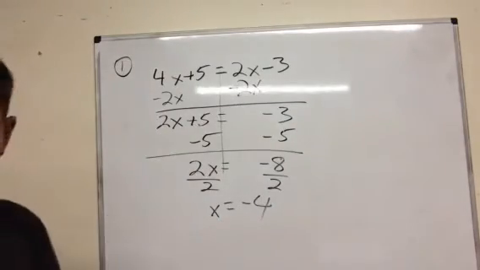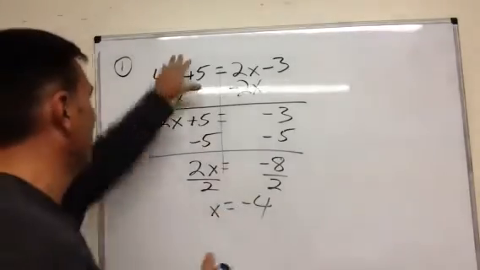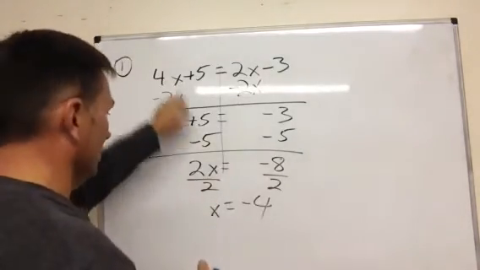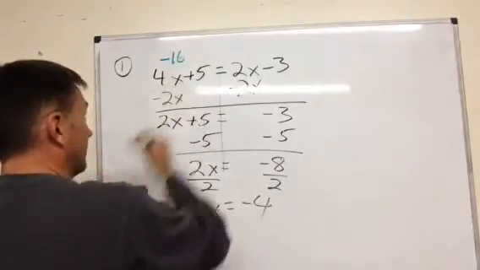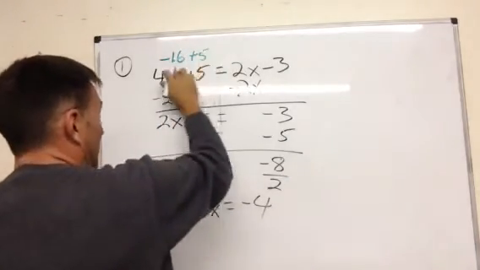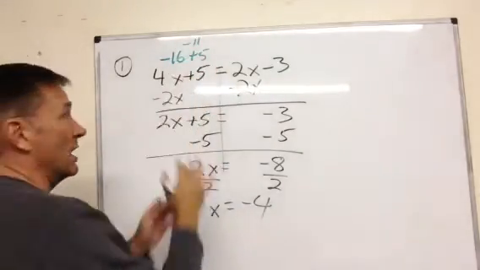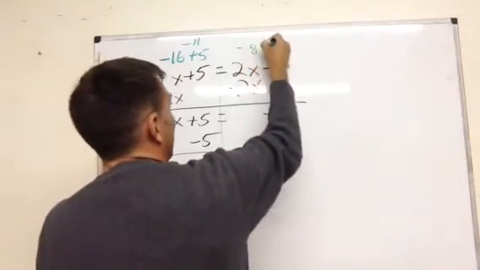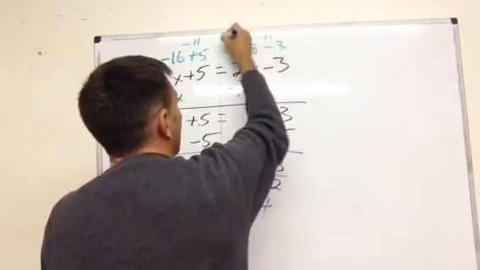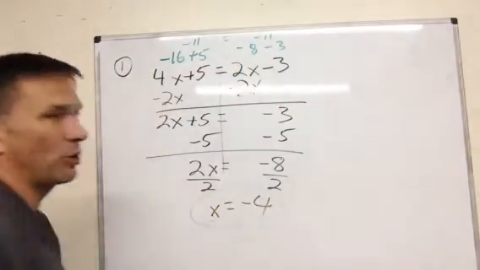Now, if we want to check our answer, you can plug it in the calculator, or you can just check it up here. 4 times negative 4, when I substitute it in here, it's negative 16 plus 5, so this equals negative 11. And again, I'm just working up to save space. 2 times negative 4 is negative 8 minus 3. It's also negative 11. It equals out. I know my answer is correct.